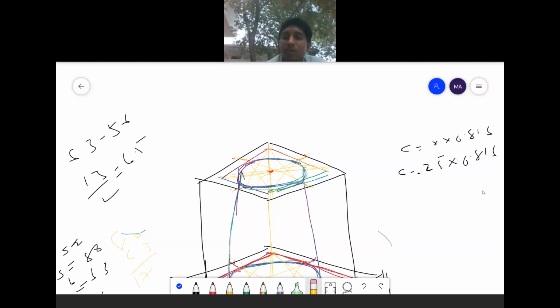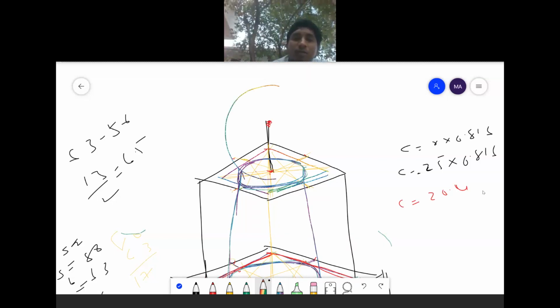The center is at a distance of 20.4. From here, I am extending up to 20.4. From here, I am extending up to 20.4, marking the center point here with the red pen. From that center point, I am going to draw one circle. Understand? After drawing this one, up to here it is clear now.